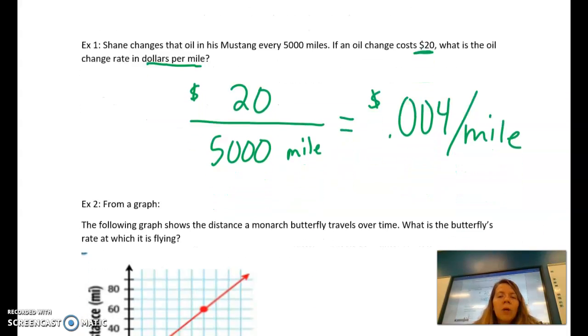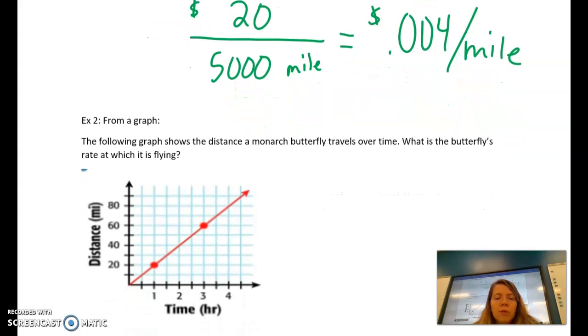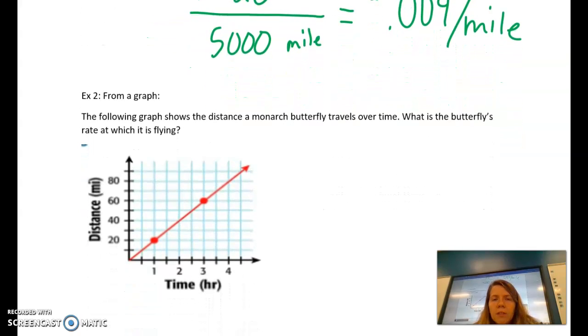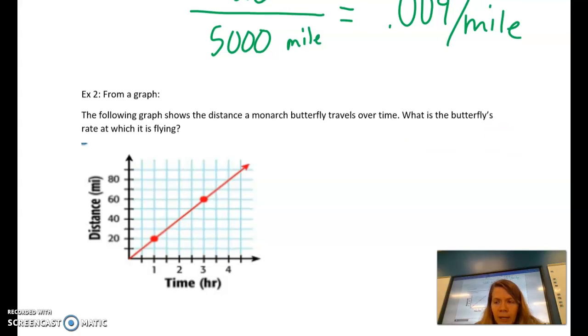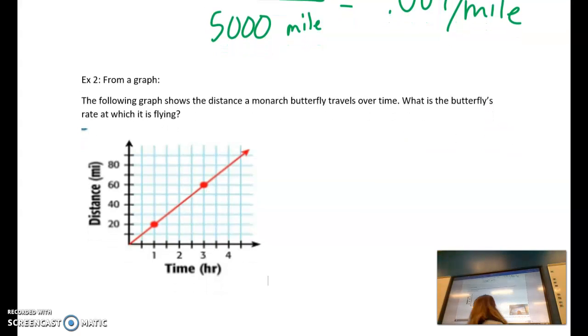All right, now what about rate of change from a graph? The same thing, you're going to have to determine what the units are. The following graph shows the distance a monarch butterfly travels over time. What is the butterfly's rate at which it is flying? So what we need to do is come up with the units first. How do I come up with the units?